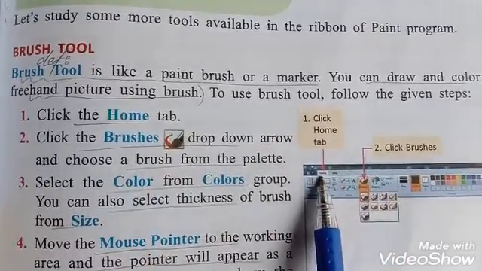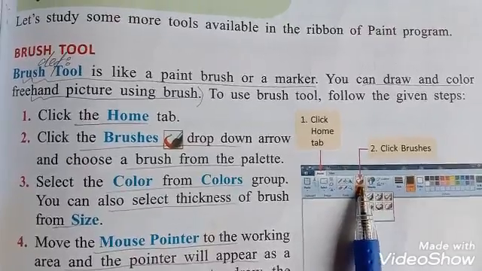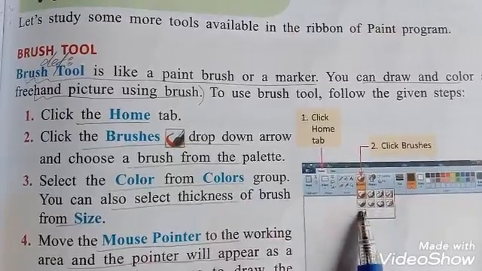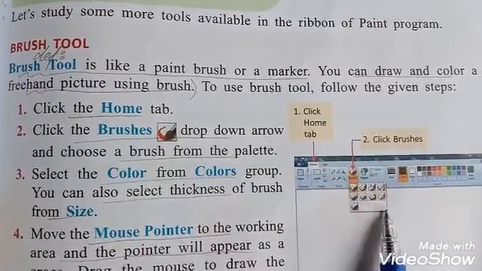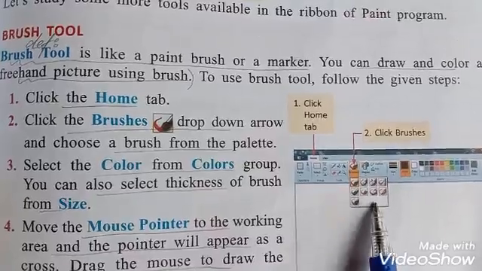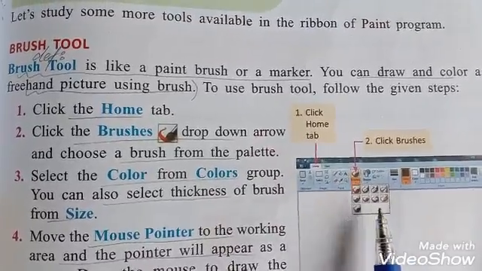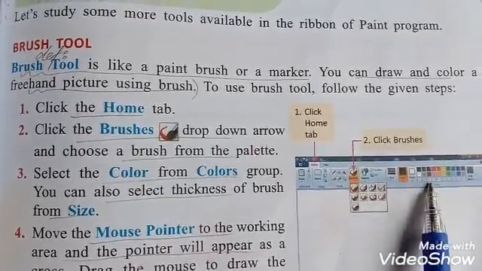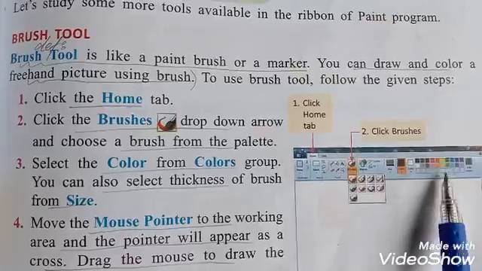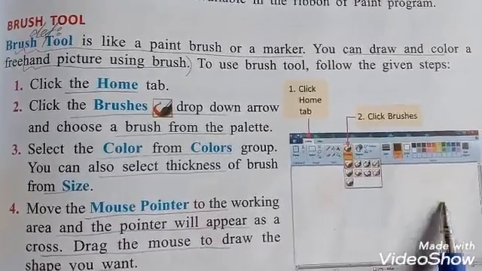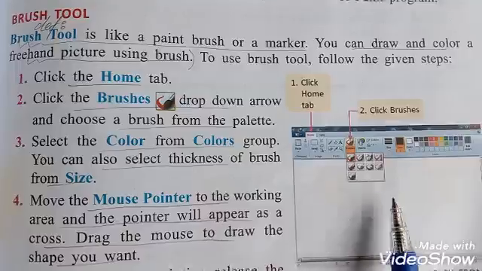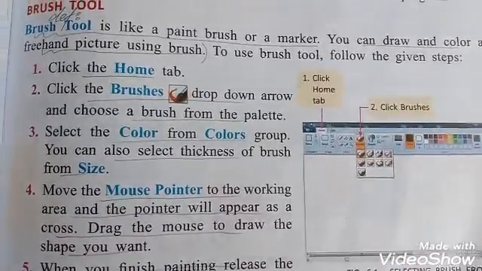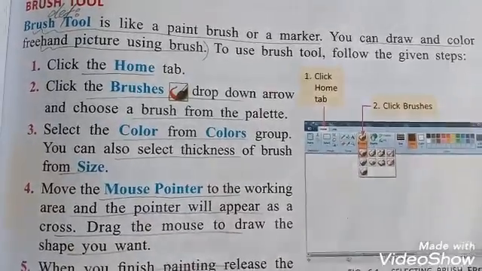First step is click the Home tab on the ribbon, then click brush from brushes group, and a list or a menu of different brushes appears. You can also select the thickness of the brush from size. After selecting the brush, select the color of your choice from colors group and move to the working area. Drag the mouse to draw the shape you want. After finishing your drawing, release the mouse button.